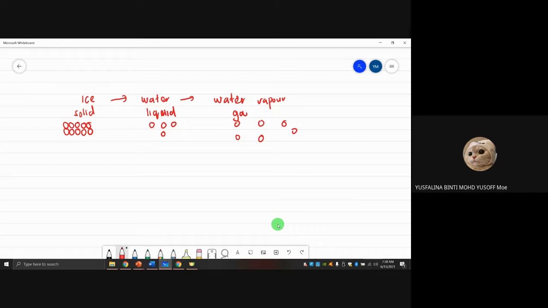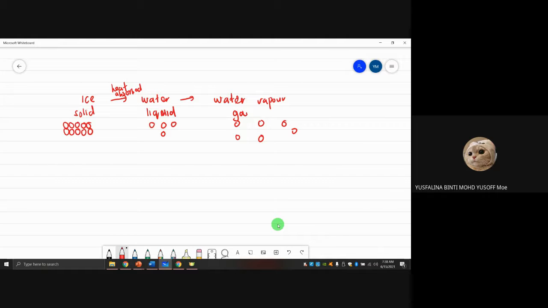So let's say from ice to water: ice to water, the heat will be absorbed. When the heat is being absorbed, what is the function of the heat that it absorbs?